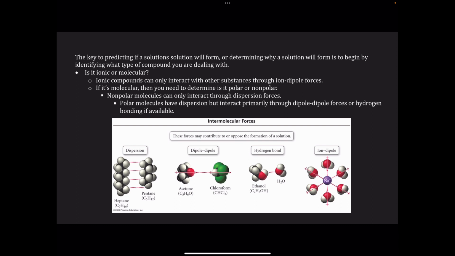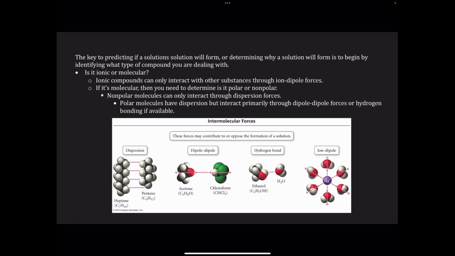Ionic compounds can only interact with other substances through ion-dipole forces, so they have to be mixed with a polar molecule. Now, if something is molecular, then you need to determine, is it polar or nonpolar? Nonpolar molecules can only interact through dispersion forces. Polar molecules have dispersion, but interact primarily through dipole-dipole forces or hydrogen bonding if available.